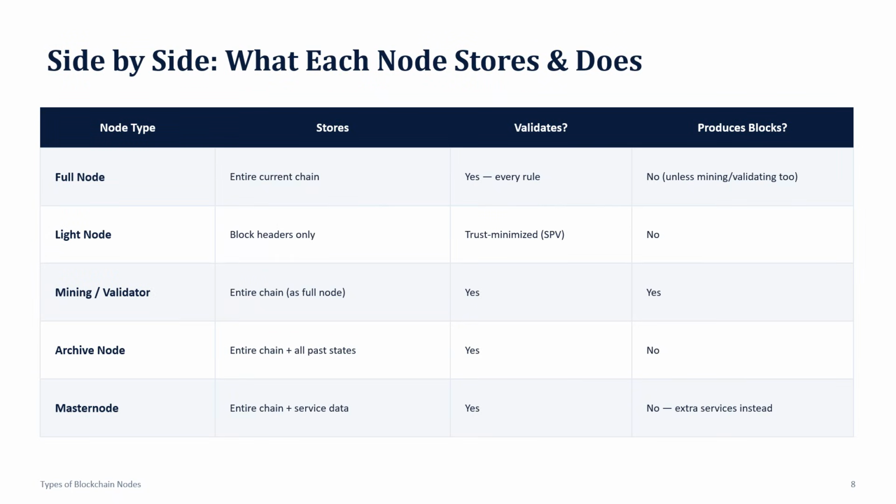This is a comparison table. We are going to compare the full node, light node, mining and validator node, archive node, and master node: what it stores, what it validates, who produces blocks. Let's line them all up. Full nodes store the current chain and validate everything. Light nodes store almost nothing and lean on trust. Miners and validators are full nodes with an extra job, proposing blocks. Archive nodes store the entire history, not just the present. And the master node adds optional services on top.